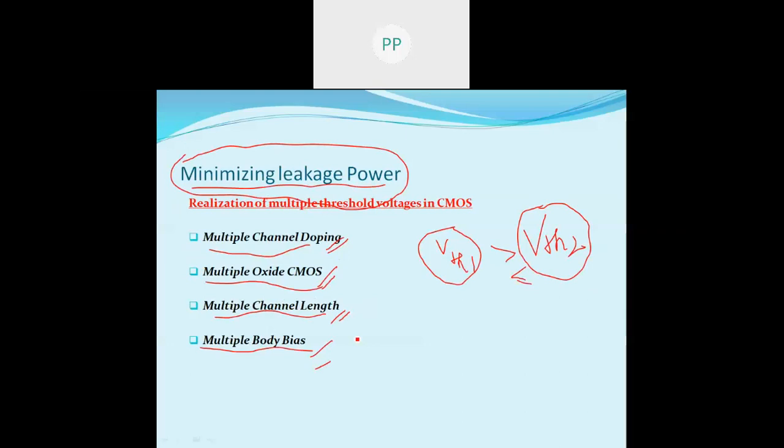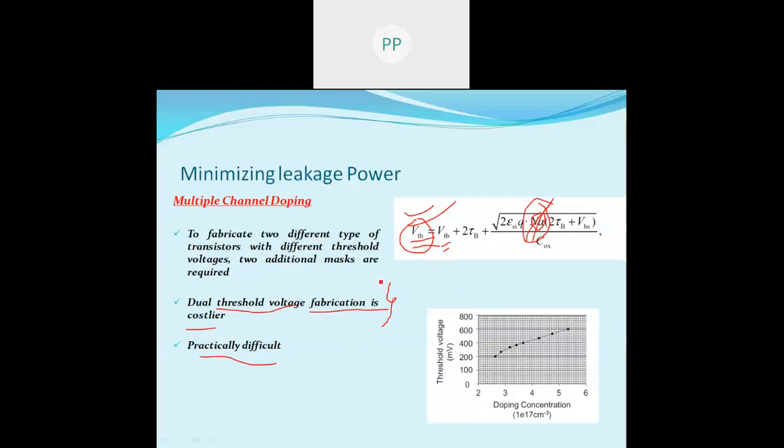Then multiple oxide CMOS is also possible. Different oxide thickness for different transistors is possible, and that can also be responsible for the threshold voltage. The basic principle behind that is this expression. You can see that VTH is a function of COX. COX is what? COX is epsilon OX upon the gate oxide thickness TOX.